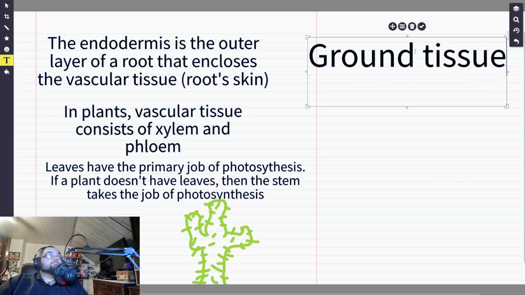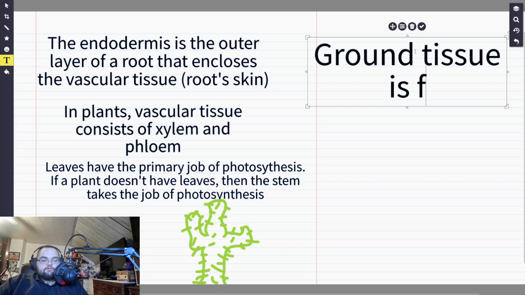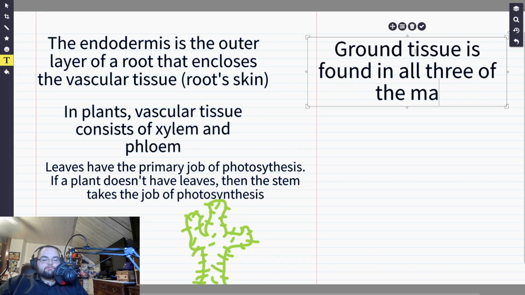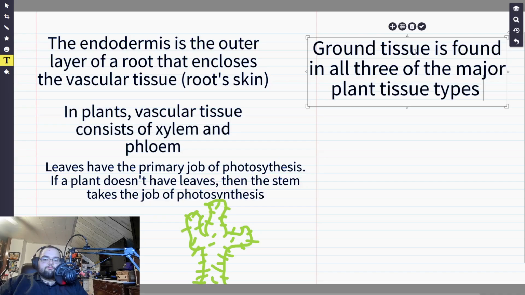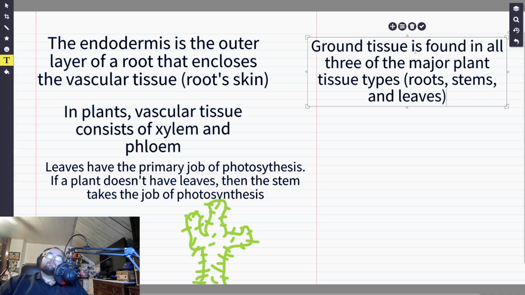Ground tissue, which again was a type of tissue, is found in all three of the major plant tissue types. Those being roots, stems, and leaves. All plants have these three types of organs, if you really think about it: roots, stems, and leaves. And ground tissue is found in all three of them.